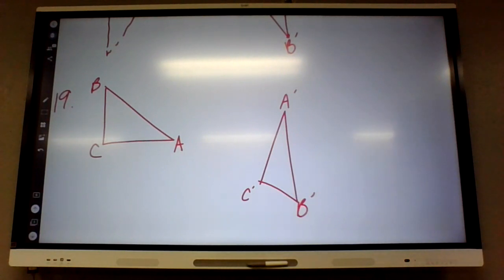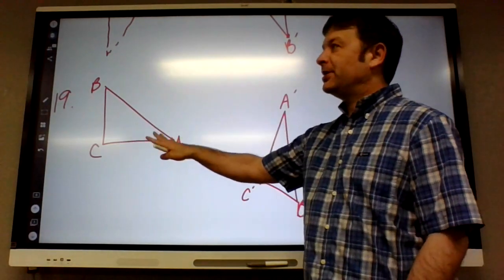Okay, so this is kind of a challenge. We have to do a glide reflection, show how they glided and reflected to get from the black triangle to the red triangle.